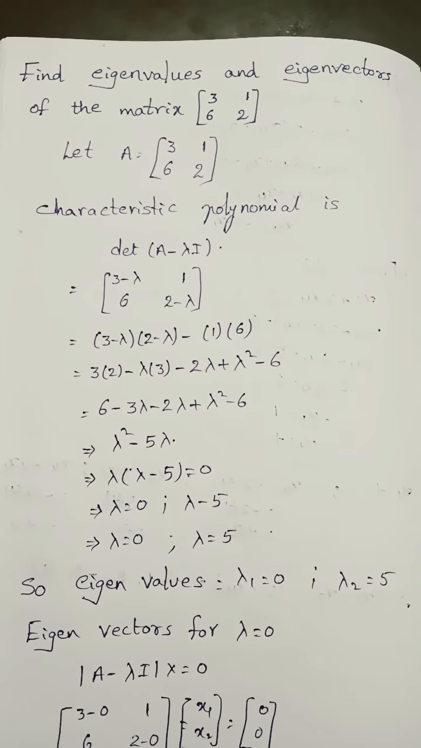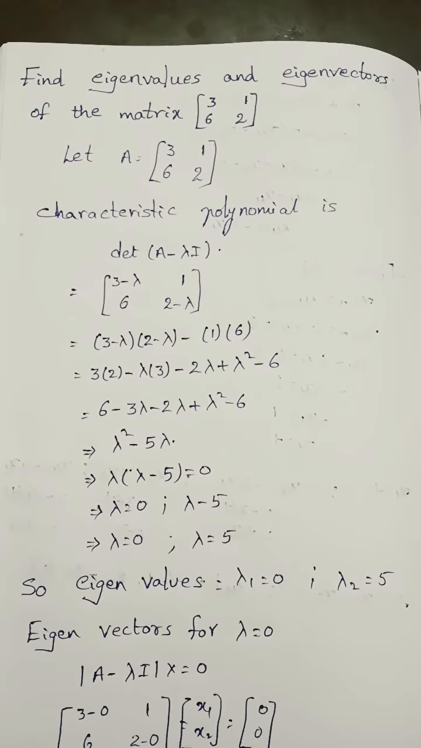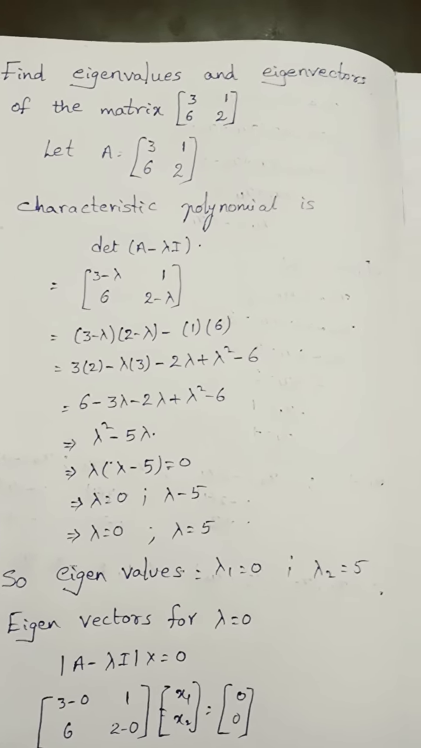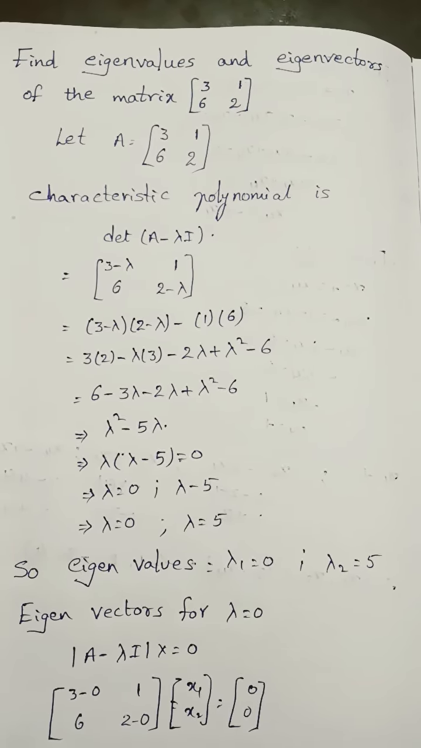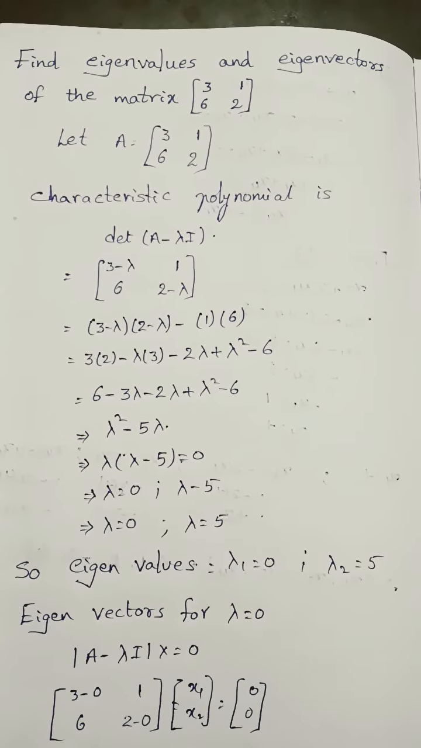Now common lambda. So lambda into lambda minus 5 is equal to 0. Here we got lambda equal to 0 and 5. So eigenvalues are 0 and 5. Eigenvector for lambda is equal to 0. So determinant of A minus lambda I into x is equal to 0.